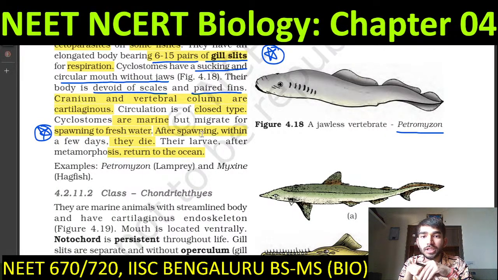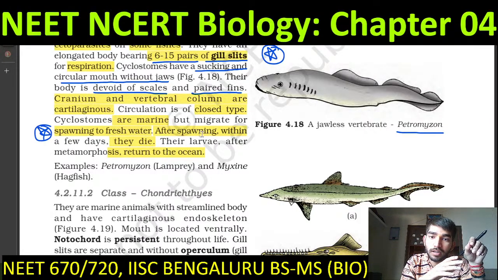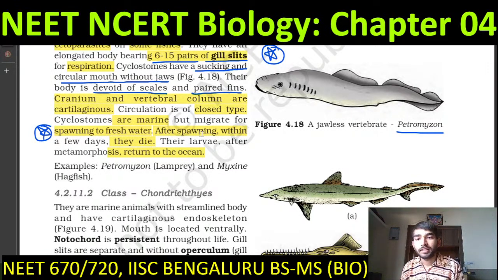Then they mostly live in marine water. For spawning, they go to fresh water. Their larvae stay there in the fresh water, and after they hatch, they come out and go back to the marine water. So this is how their life cycle works. Examples are Petromyzon, which is also known as lamprey, and Myxine, which is hagfish.